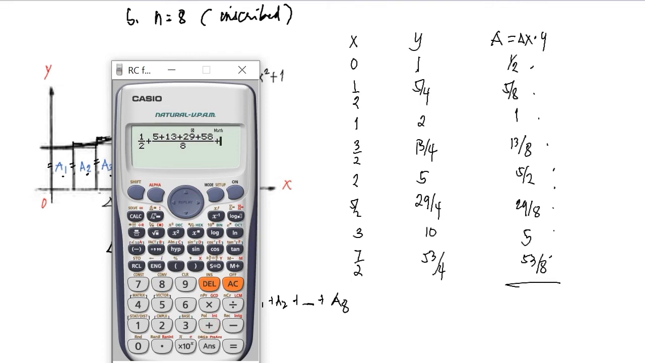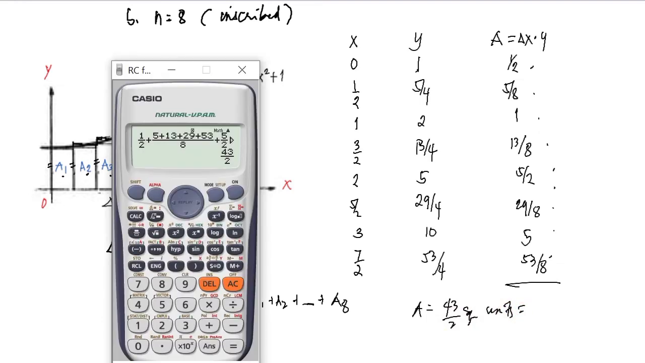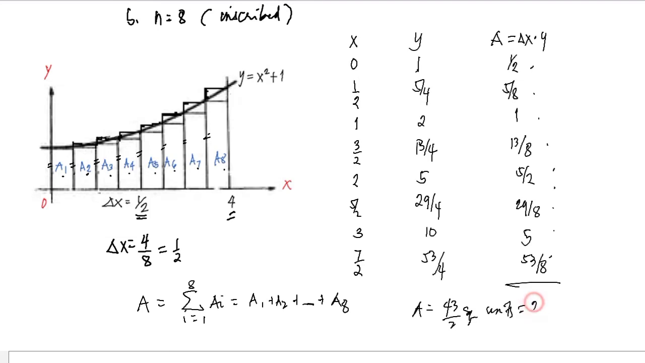So, sino pa yung natira? We have the 5 halves. Dapat sinama na natin kanina doon sa 1/2. Plus 1 plus 5. 53. Ayan. So, 43/2. Our area is equal to 43 over 2 square units. And that is equal to 21 and a half, no? 21 and 1/2 square units.